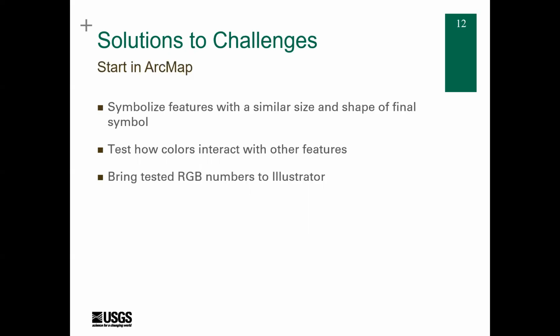Starting your process in ArcMap can help prevent the cyclical process of exporting, importing, seeing how your symbol interacts with other features, and then going back to Illustrator to make changes. More than likely, you will have to do this a few times to modify your symbol until you find a good solution. But if you start in ArcMap and test the different shapes, different colors, hopefully you won't have to do the cyclical process as often.